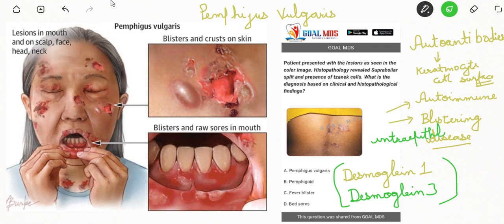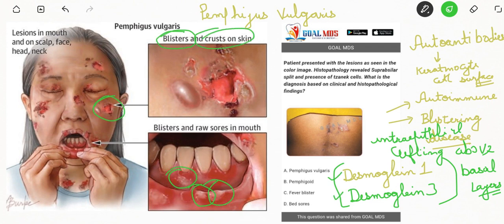Pemphigus vulgaris involves the oral mucosa, typically in adults around the age of 50 years. What you would see here is that the patient will report with bulla formation. So there will be vesicles and bullae. These lesions will contain thin watery fluid shortly after development. When the bulla ruptures, it will leave a raw surface.